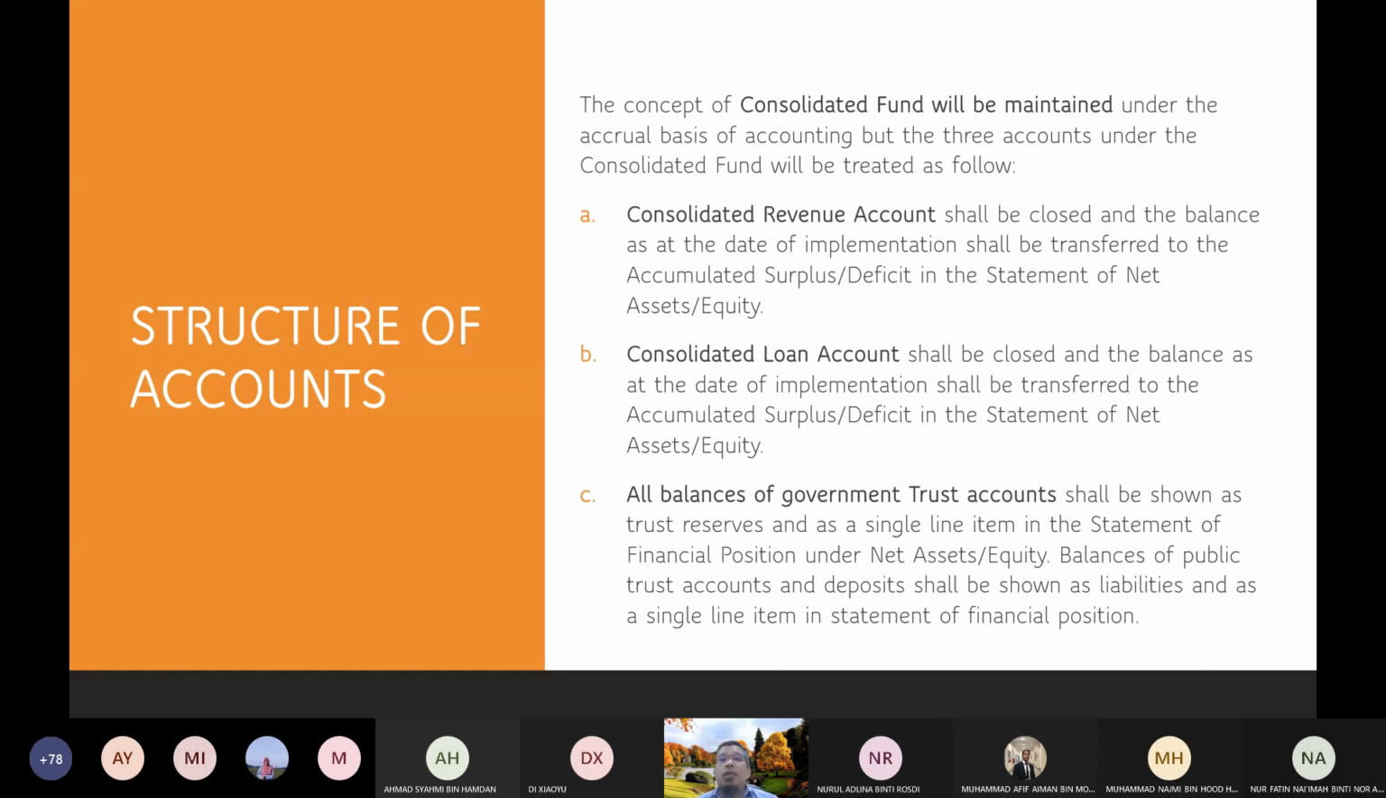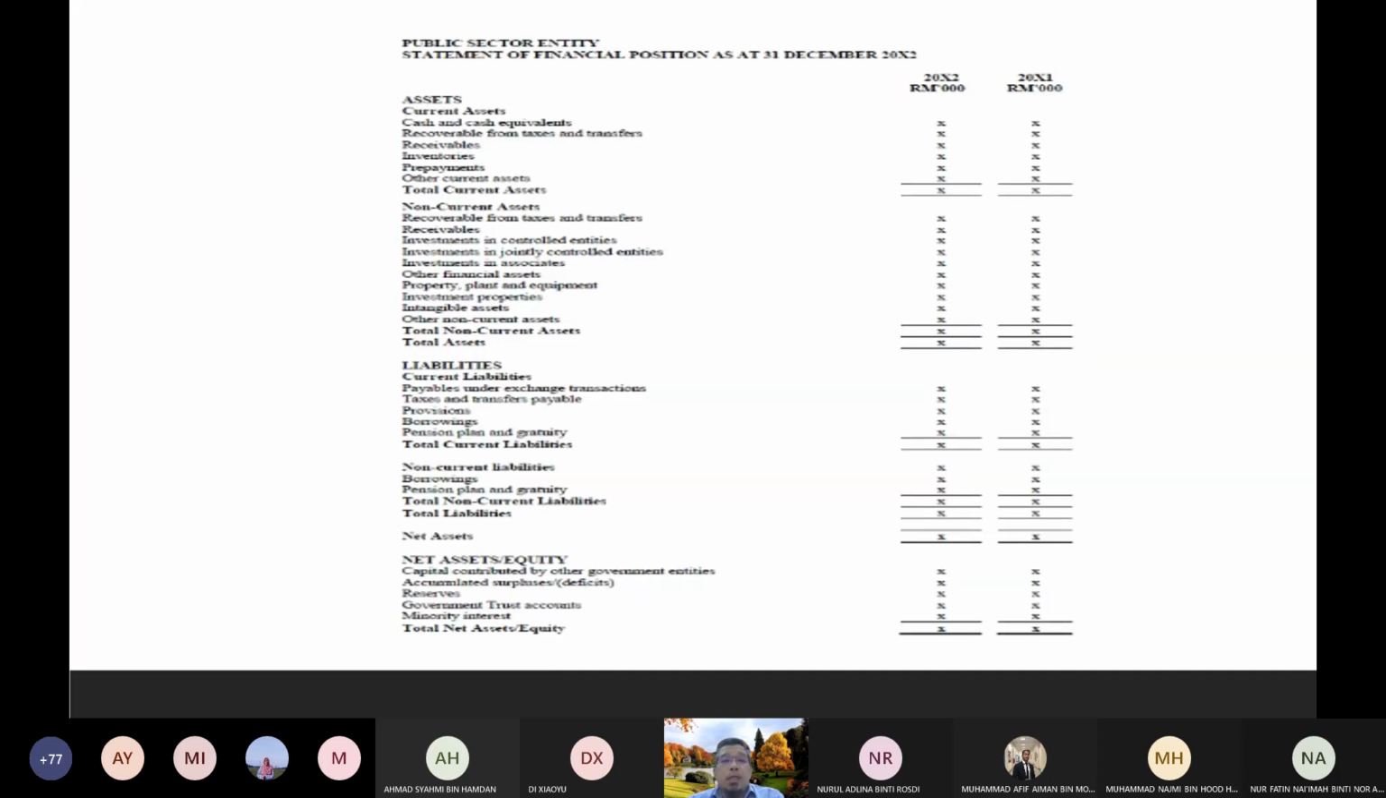The structure of accounts, this is what will be expected. Still, I think using fund accounting. So we have a consolidated fund, and then a consolidated revenue account, loan account, as well as other balances under trust accounts. You can find this in the MPSAS 1.